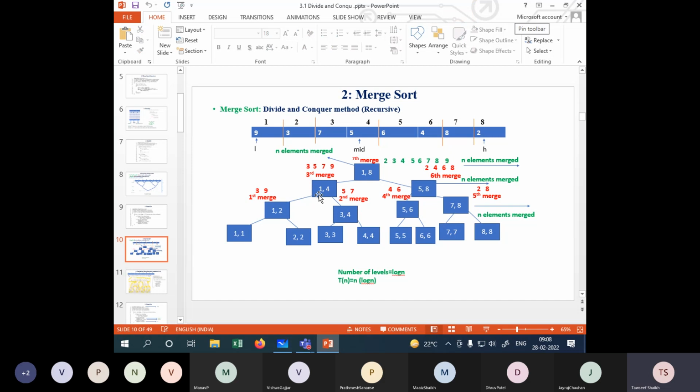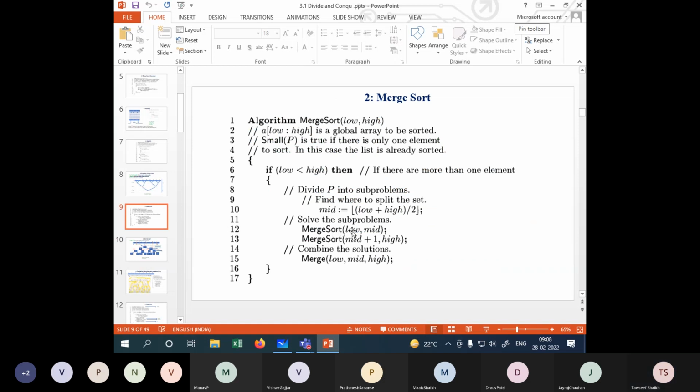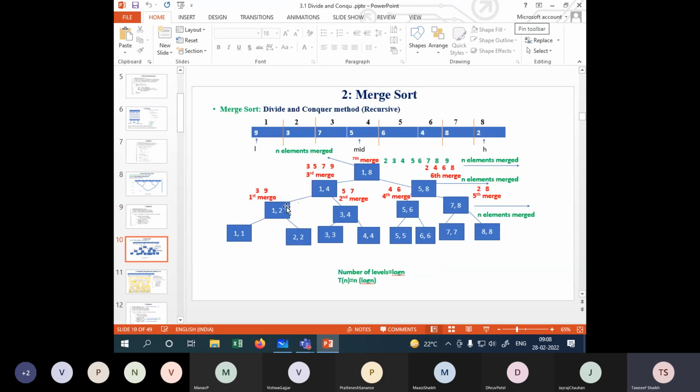Again, when we pass 1 and 4 as the parameters to this merge sort, low comma mid, the control will go back to here again, because this is the calling function. Inside it we are recursively calling these sub functions. Now low will be passed as 1 and high will be passed as 4 for this part of the array, because this is divided into 2. This will become a separate array, and this one will become a separate one.